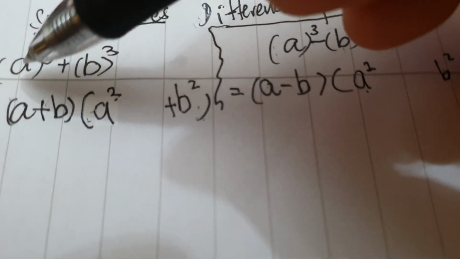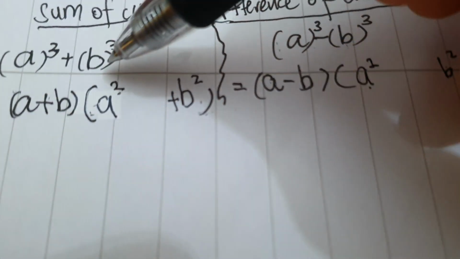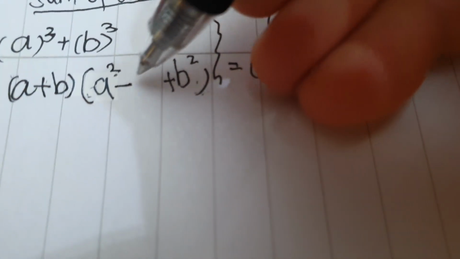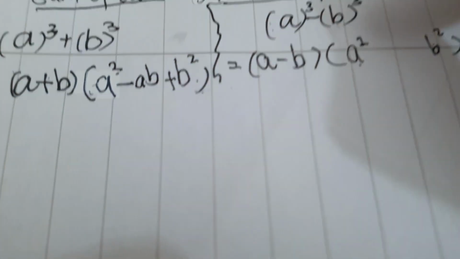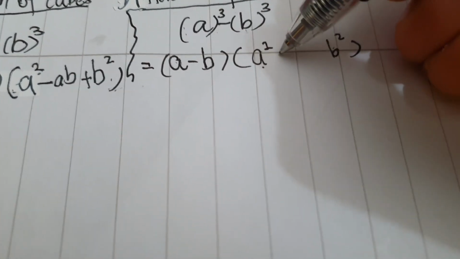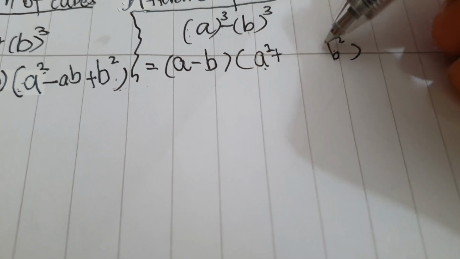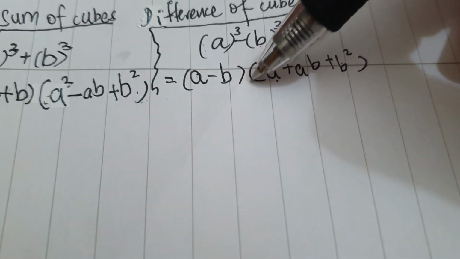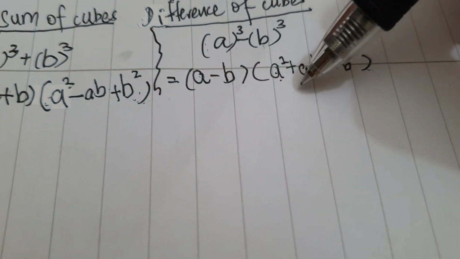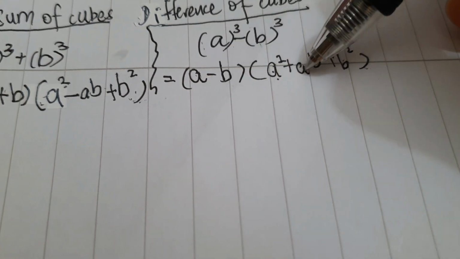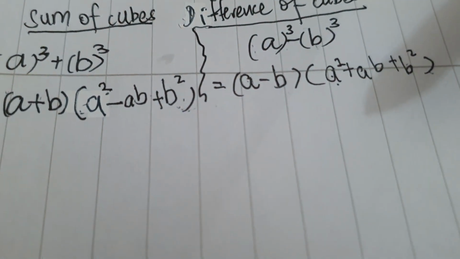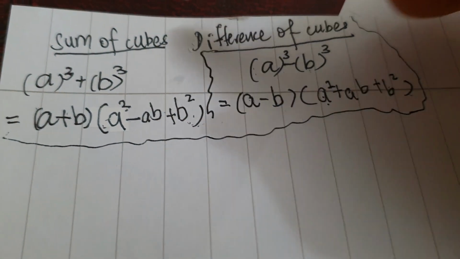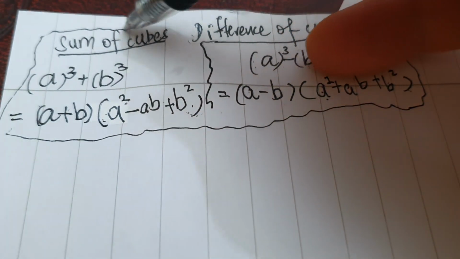Okay, now what's in the middle? The middle is simply this term, which is inside the bracket, times this term. Okay, and if this is plus, this will be the opposite sign, which is minus. And if this is minus, this will be the opposite sign, which is plus. Everything else is the same. This will always be positive, this will always be positive. This sign is the opposite of this sign. Okay, so this is what you need to know for the sum of cubes and difference of cubes.